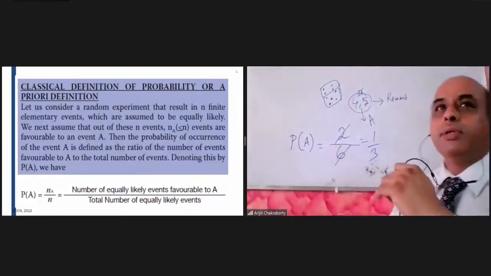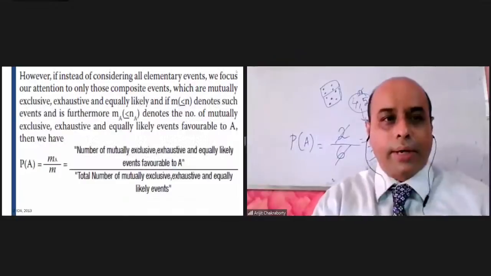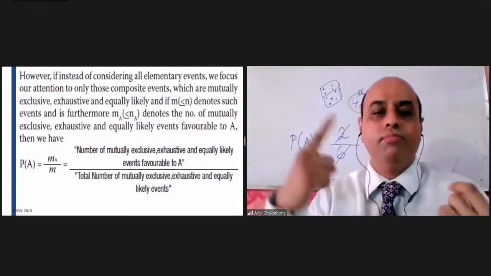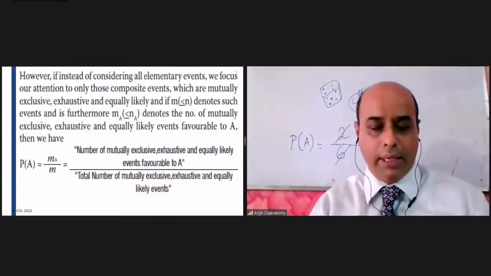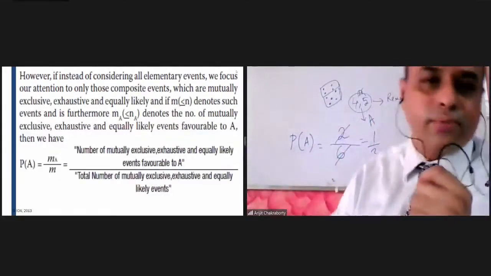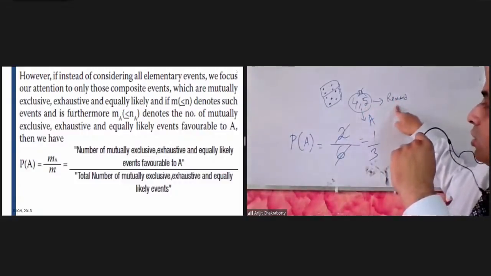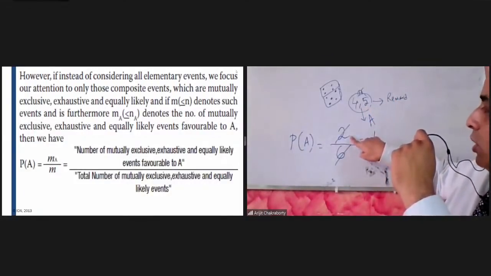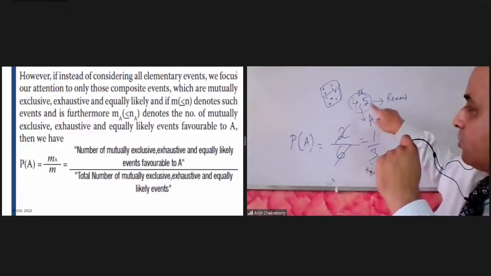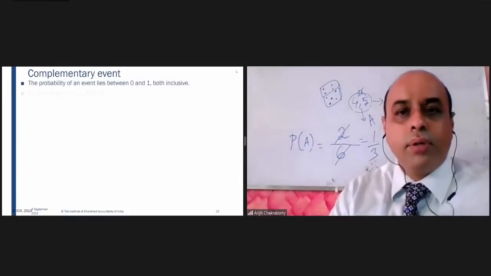And lastly, we have equally likely, which means the probabilities of the 2 events are the same. So finally, the formula looks like this, because now we have considered these 3 terms: mutually exclusive, exhaustive, and equally likely. In the numerator, we have the number of mutually exclusive, exhaustive, and equally likely events which are favorable to A. In this case, if I throw 4 or 5, then I get a reward, so it is favorable to A. So 2, and they are mutually exclusive, because if 4 happens, 5 will not happen. If I get 5, I will not get 4. So 2 by 6. This is the formula. Now we will look at complementary event.